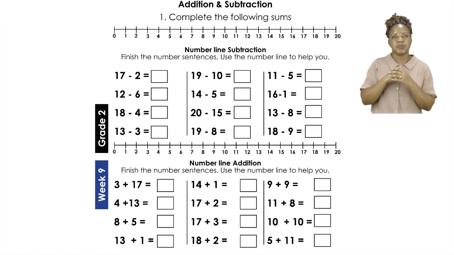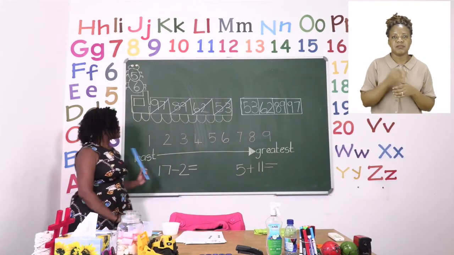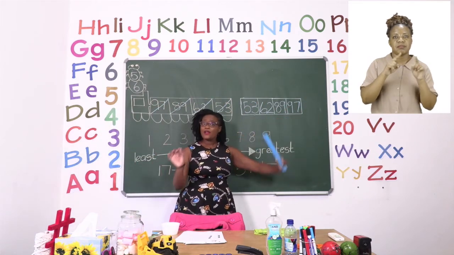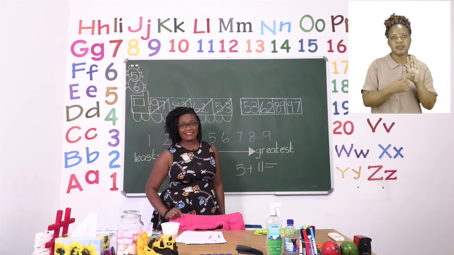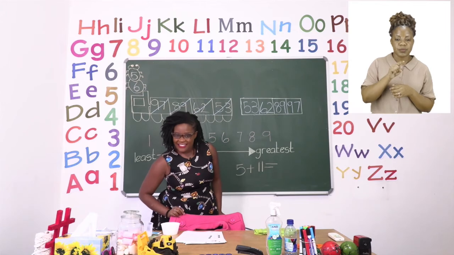We are going to do the first one for the subtraction or the takeaway together. Now the first one says 17 minus 2 equals. So let us see if we are able to do it together. Let's take a look at the board. Now I have my number line just like you do, and this is my number line. So I'm going to be using my number line, and I want you to use your number line. You're going to use your finger as you go from one number to the next.